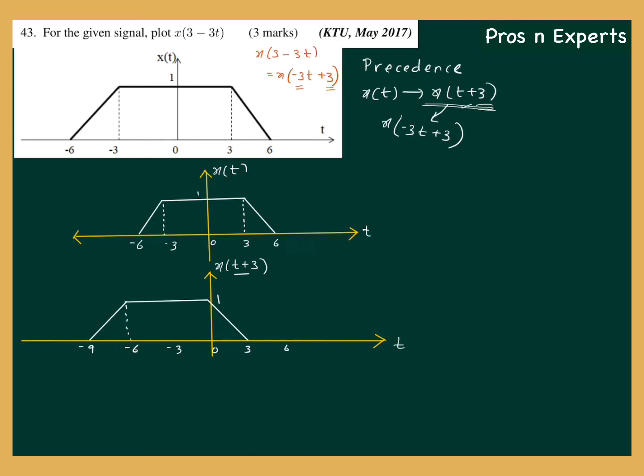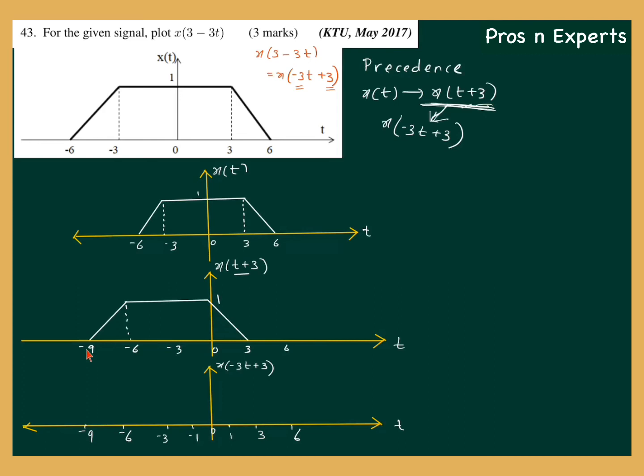Now we have reached here. What is the next step? We need to find out x of minus 3t plus 3, which is the final answer. Let's see how x of minus 3t plus 3 would look. So what we have to do is, from x of t plus 3, you scale by minus 3 units. You scale every time unit by minus 3 units, and let us see what happens.